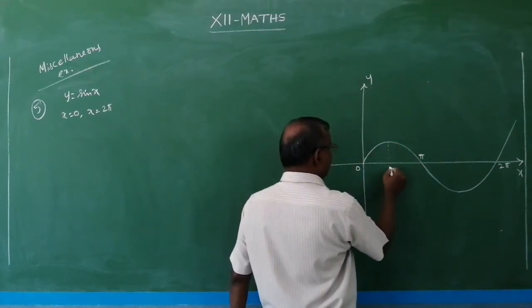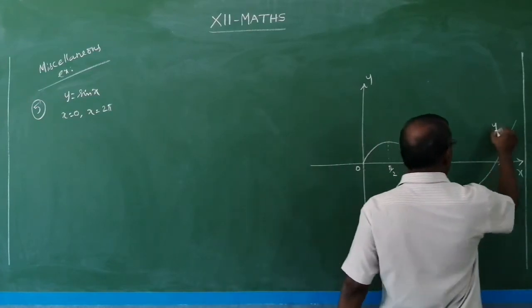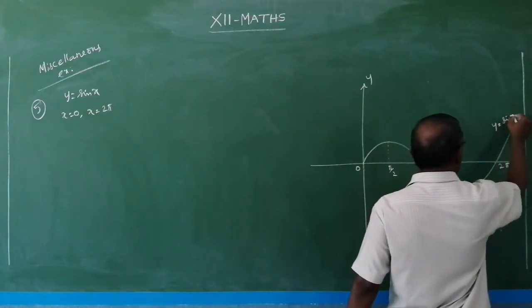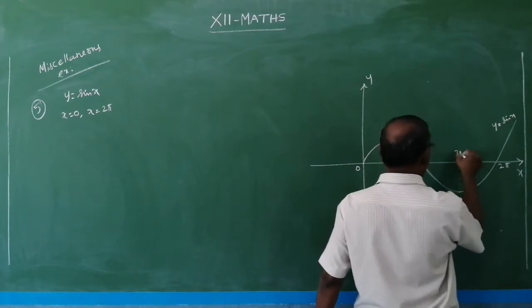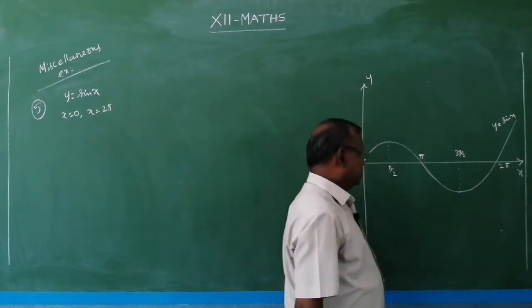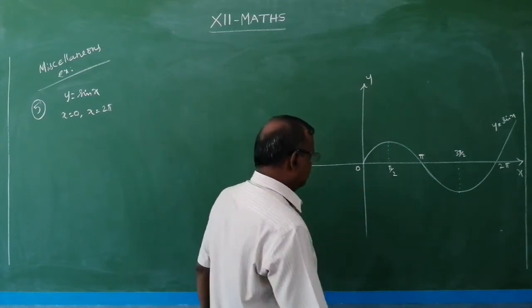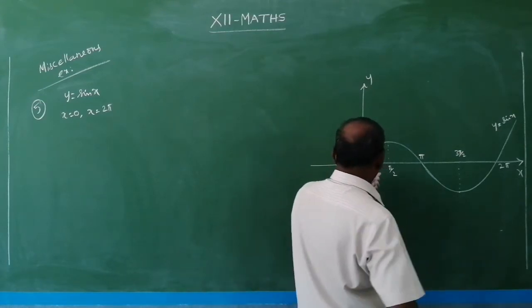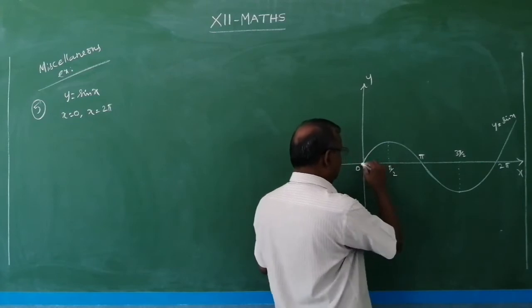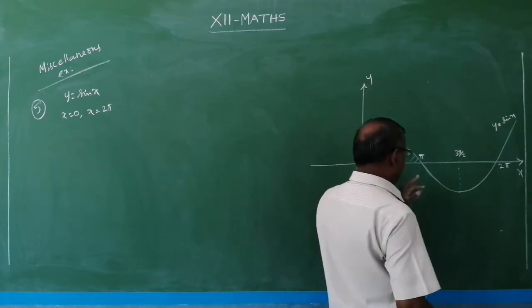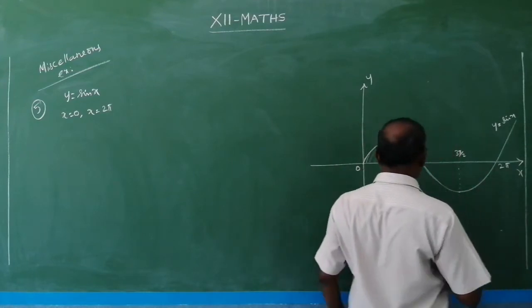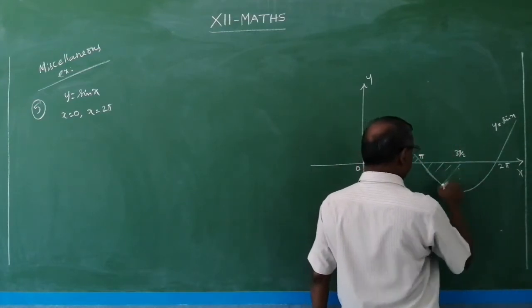Here pi by 2, where the sine curve attains its maximum value. Here 3 pi by 2, where the sine curve attains its lowest value, minus 1. Now the area from 0 to pi is equal to the area between pi to 2 pi because of equal interval.